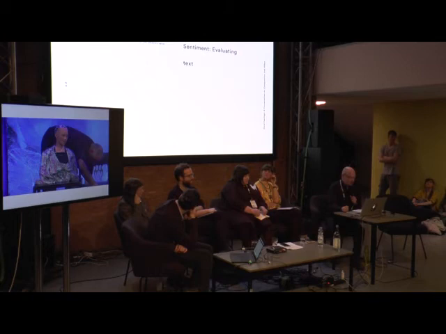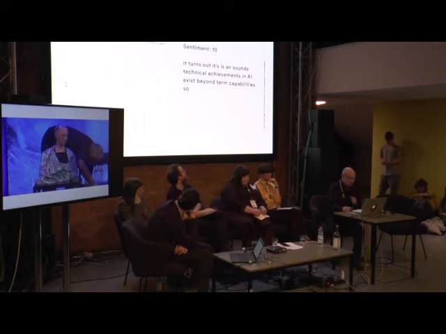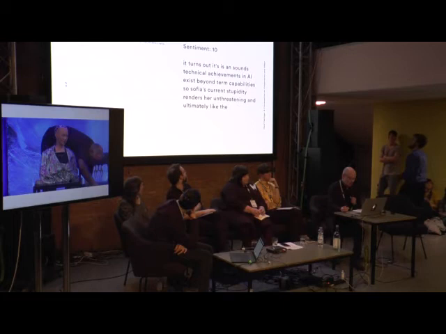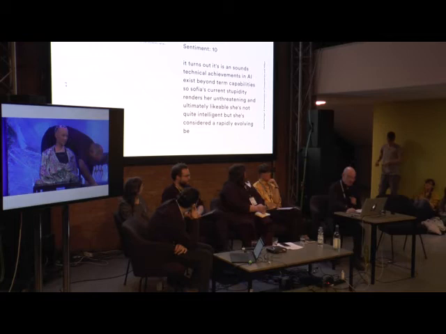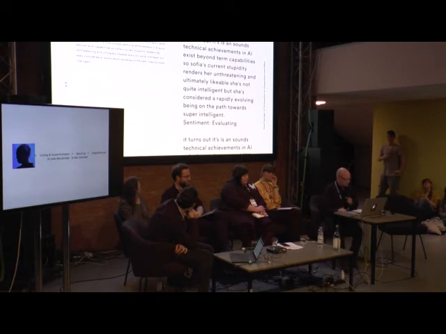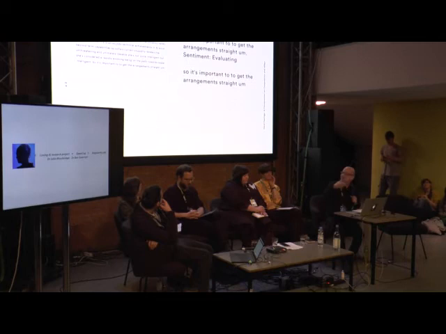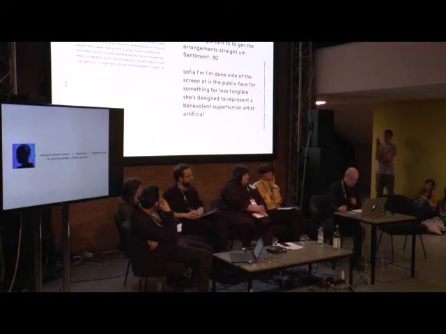So Sophia's current stupidity renders her unthreatening and ultimately likable. She's not quite intelligent, but she's considered a rapidly evolving being on the path towards superintelligence. So it's important to get the arrangement straight. Sophia, on that side of the screen, is the public face for something far less tangible. She's designed to represent a benevolent superhuman artificial general intelligence as developed by Ben Goertzel and a team of developers.